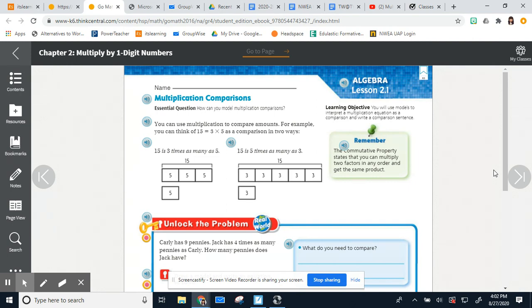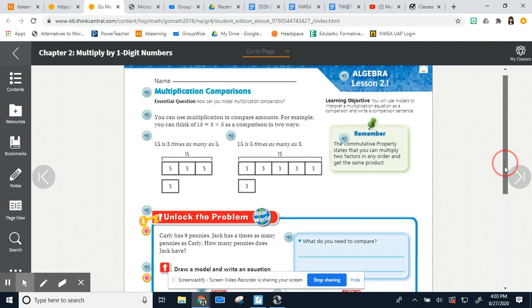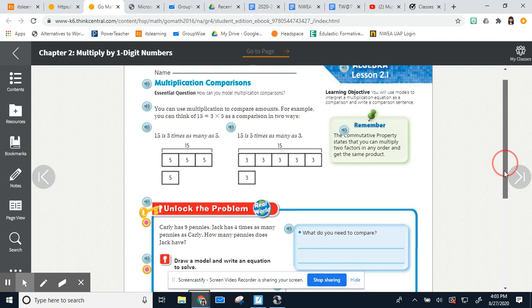All right, so we are doing multiplication comparisons. So this is a lesson that is all about modeling a multiplication problem, as you can see here. So now we're going to dig into how you use visuals and models to help you solve multiplication problems. And this can be very, very helpful for you, especially if you don't have your multiplication facts memorized. This will definitely help you a lot in solving.